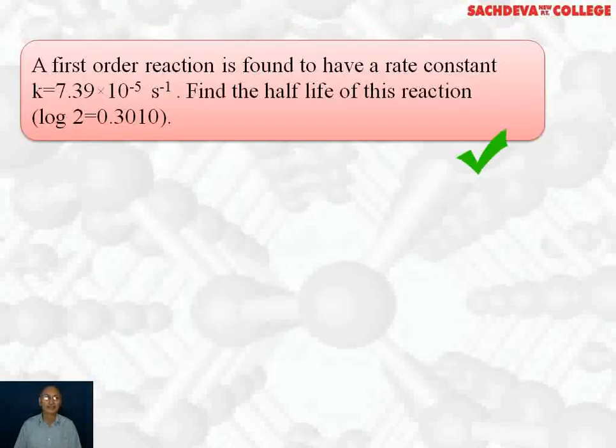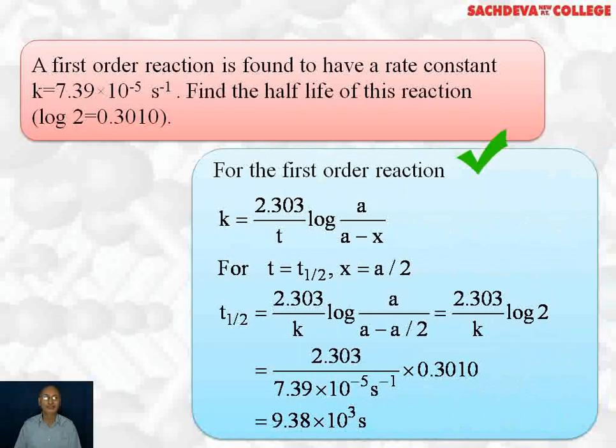Next question, a first order reaction is found to have a rate constant K is equal to 7.39 into 10 to the power minus 5 per second. Find the half-life of this reaction. Log 2 is given to be 0.3010. For the first order reaction, expression is K is equal to 2.303 divided by T log of A over A minus X. T is equal to T half, then X will be equal to A by 2.